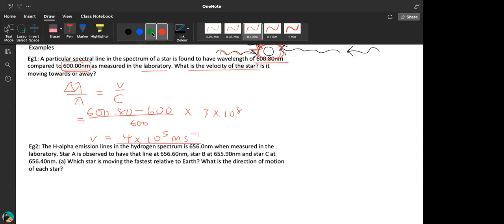Okay, how do you know it's moving away or towards? You just compare. If it's larger than the actual, then it is moving away, because this observed wavelength 600.8 is larger than the 600. So we know this one is redshifted. Redshift means the wavelength got larger than the actual.